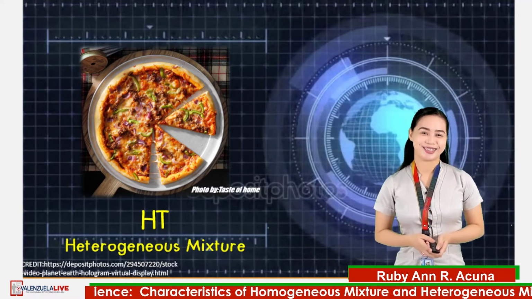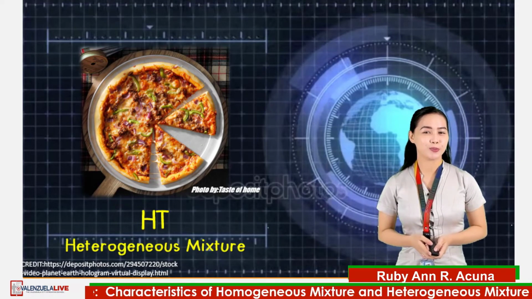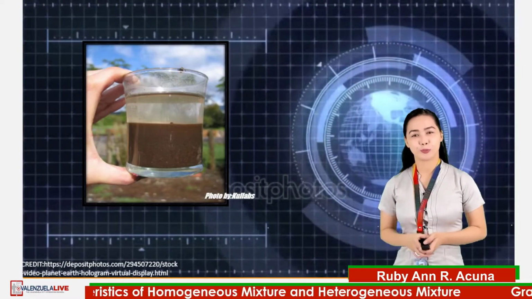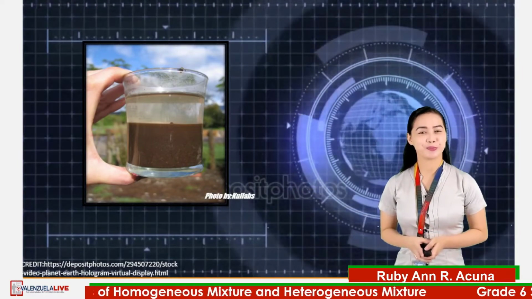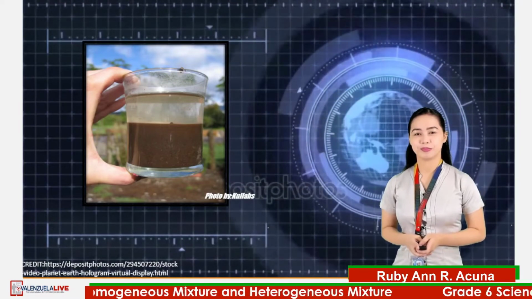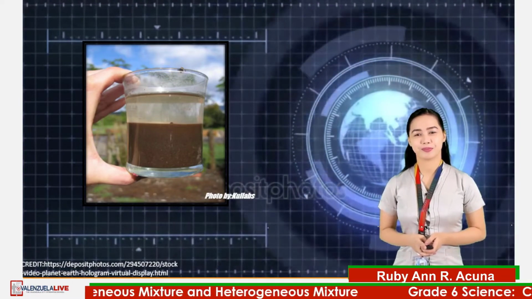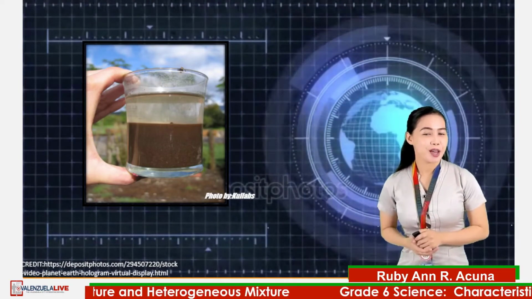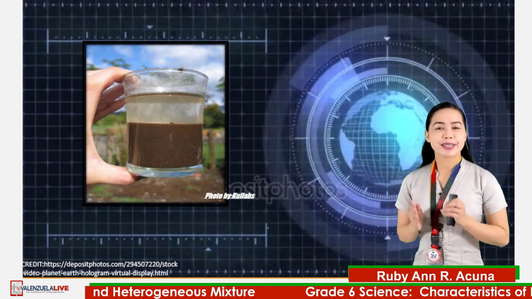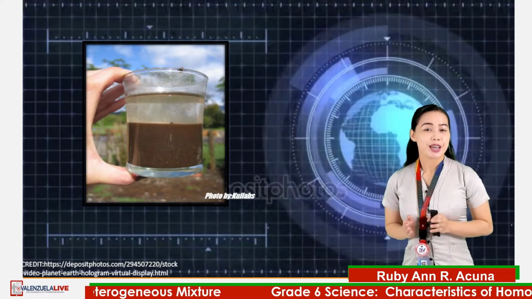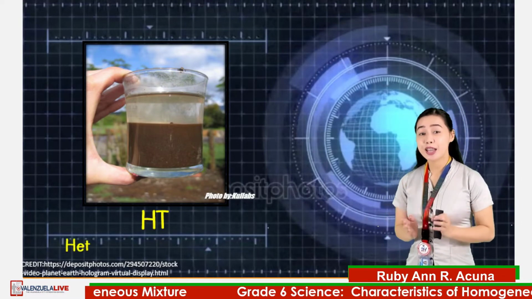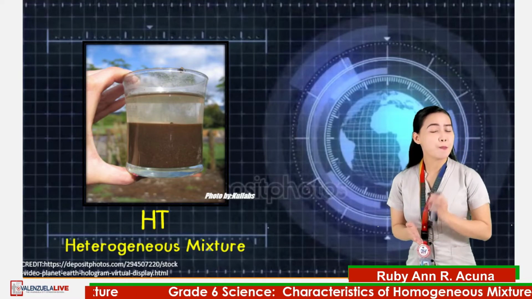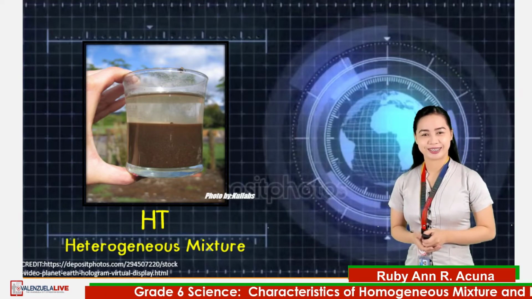Good job. For our picture number 2, we have here sand and water. Comment down your answer. Good job, kids. Based on our picture, the sand and water is a heterogeneous mixture because we can still see the sand mixed with water.